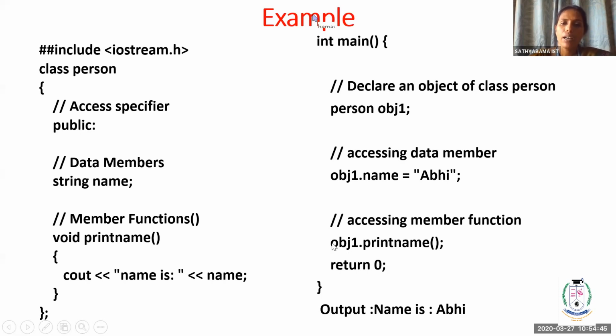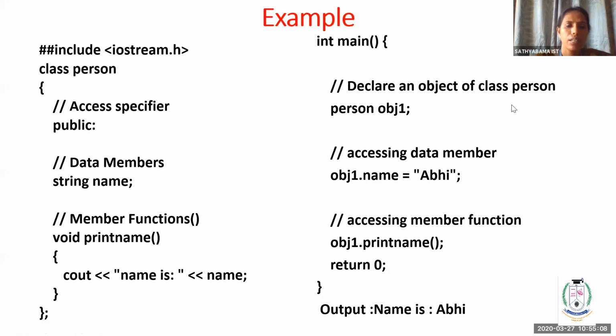So actually, how does the execution begin? Your execution begins from the main program only. Initially, what will happen? Your object is created for your person class. The class specifications will already be there. So your person class object is created. Now you are accessing the data of your class, object one dot name.